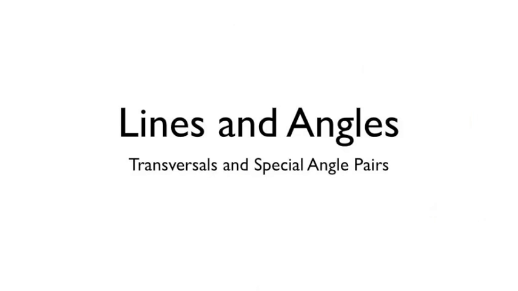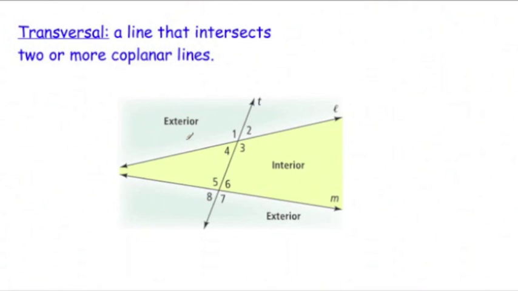Now let's learn about transversals. A transversal is a line that intersects two or more coplanar lines. So I have a line here and a line here. My transversal cuts right through the middle. It cuts through both lines.